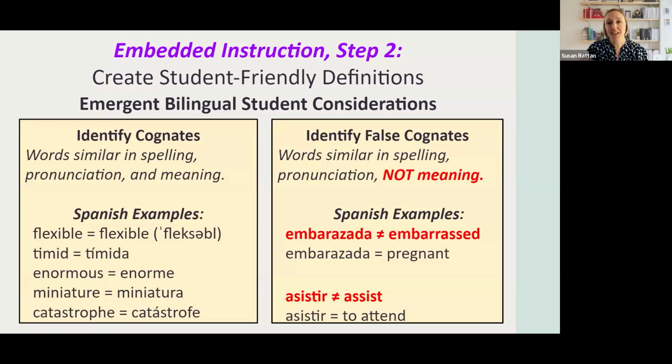We also want to identify false cognates, because these are things that could really be tricky and confusing for students. So these are words that are similar in spelling and pronunciation, but not meaning.